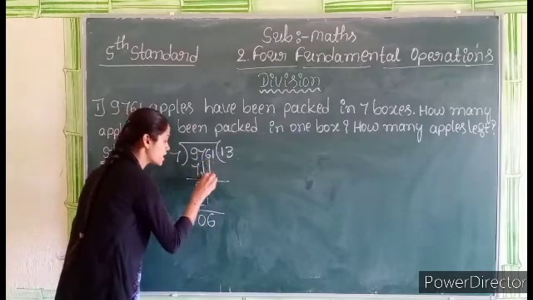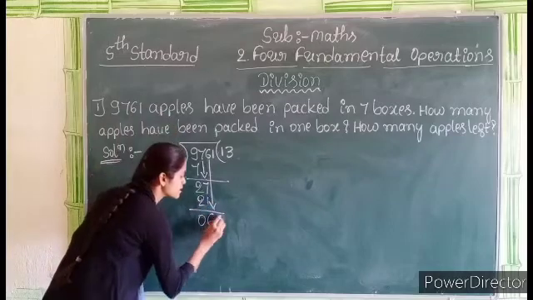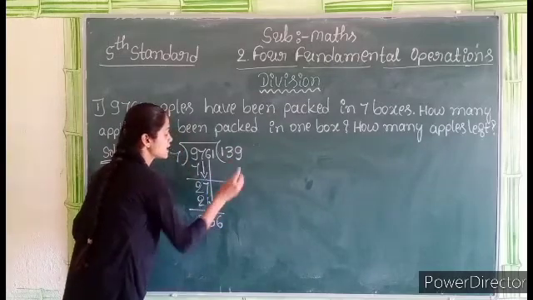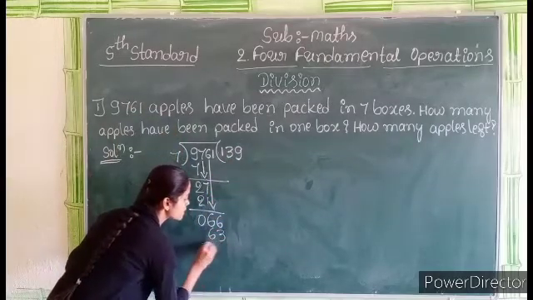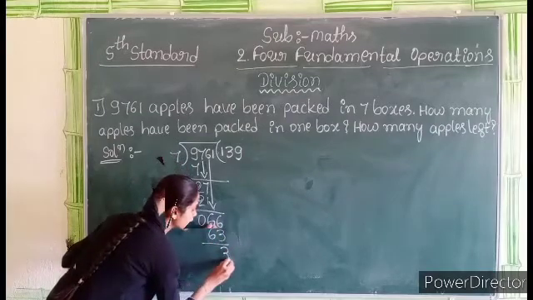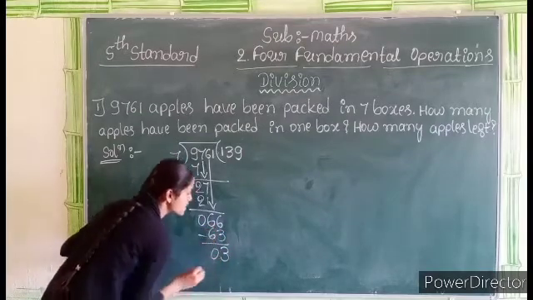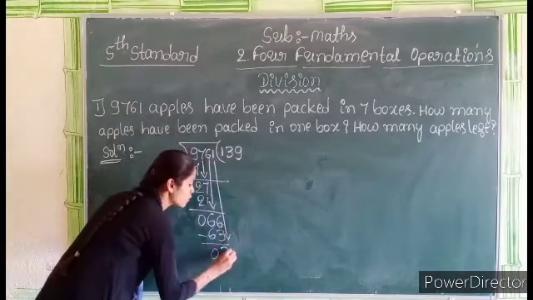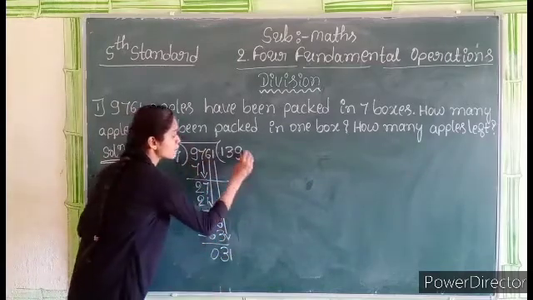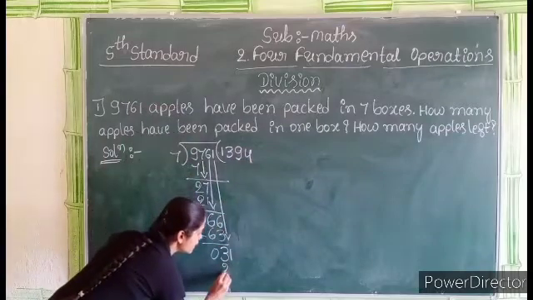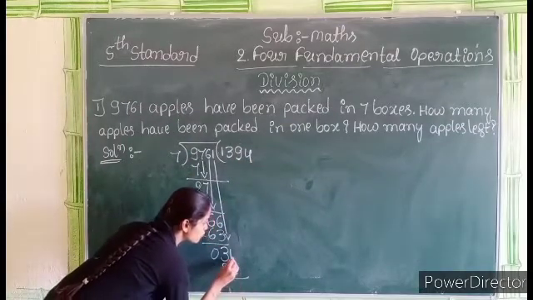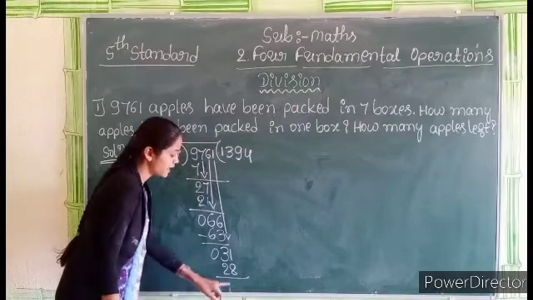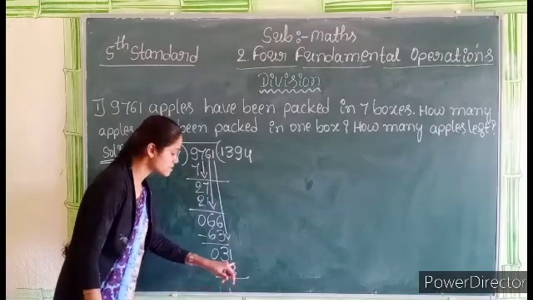We have to bring down this 6. Then 7 9s are 63. 6 minus 3, 3. 6 minus 6, 0. Then 1 should be brought down. 7 4s are 28. 1 minus 8. 8 is greater than this 1.